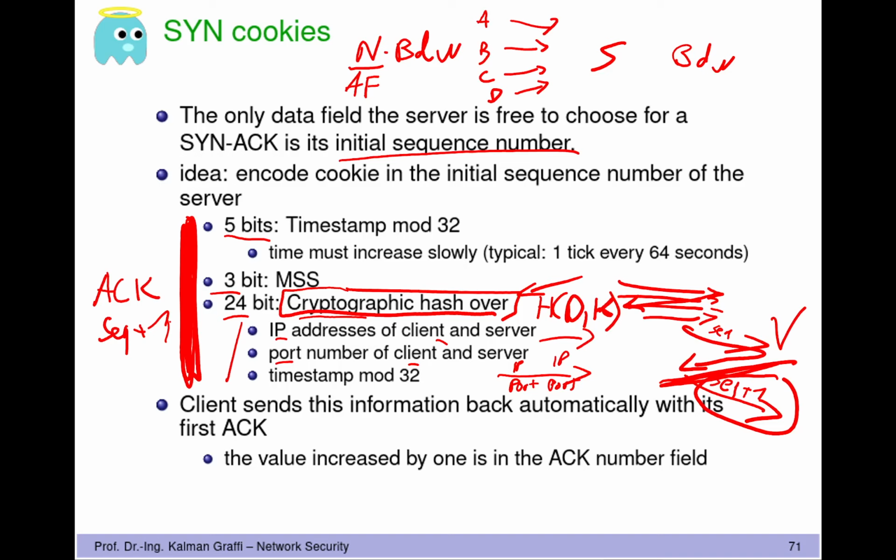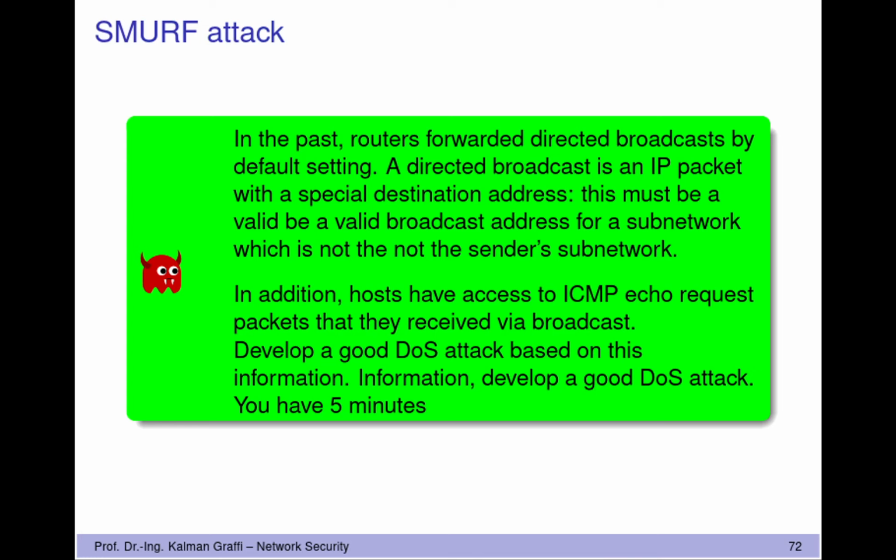Okay, let's have a look at another example. The Smurf attack. In the past, routers forwarded directed broadcasts by default setting. A directed broadcast is an IP packet with a special destination address. So you send the IP packet to A, and once it has arrived at the specific network, it needs to be broadcast.